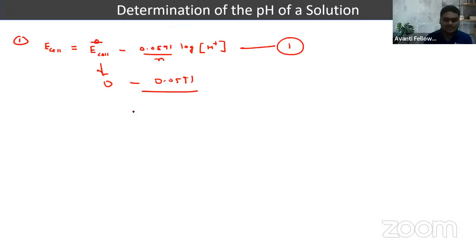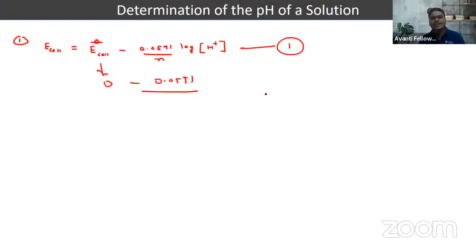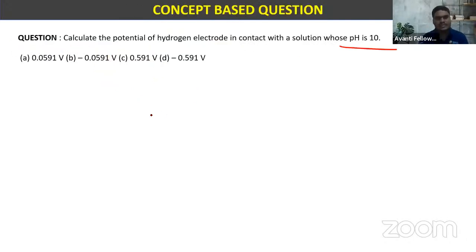And what is n? So we can calculate the potential of the hydrogen electrode in contact with the solution whose pH is given. So just put the formula. Log hydronium is nothing but the negative of pH. So just put the value, and you will calculate the E of the cell. I hope this is a very simple question. So this is the homework question for all of you. Just note this question, try to solve it and calculate the value. ठीक है? बहुत simple question है. Just using the formula, you can easily calculate this.